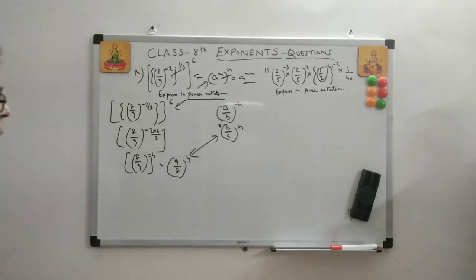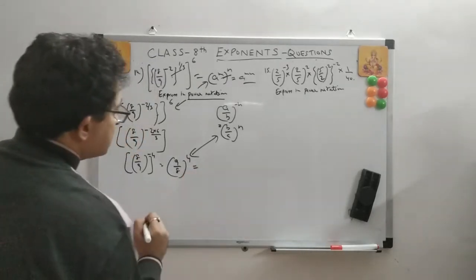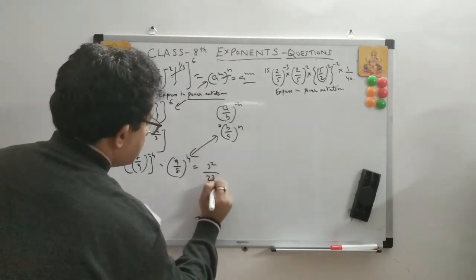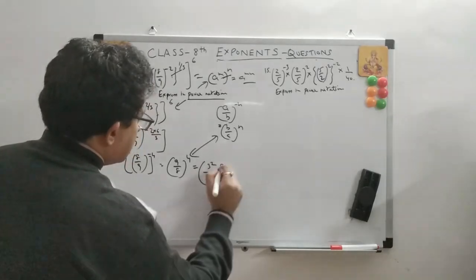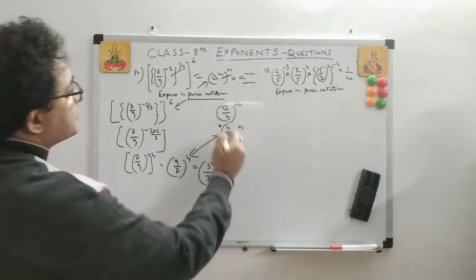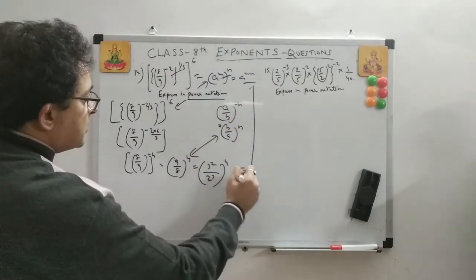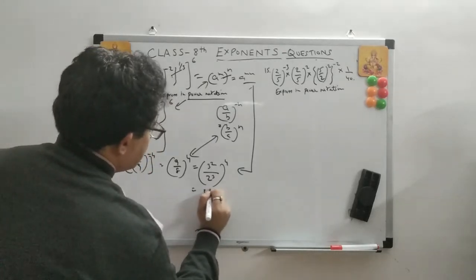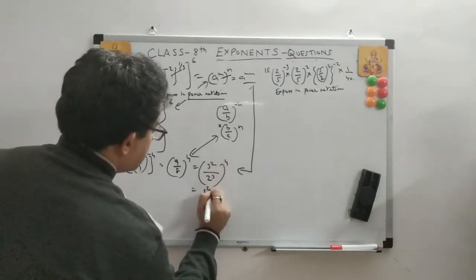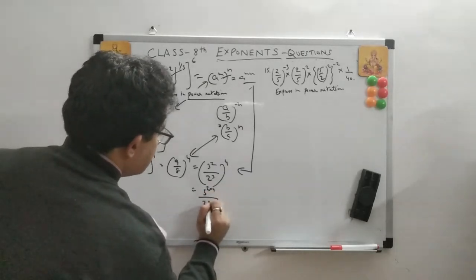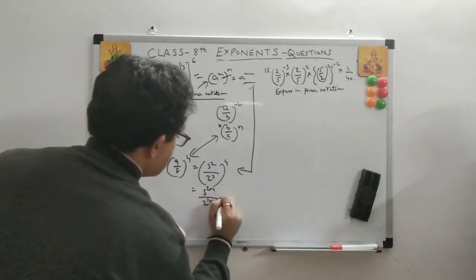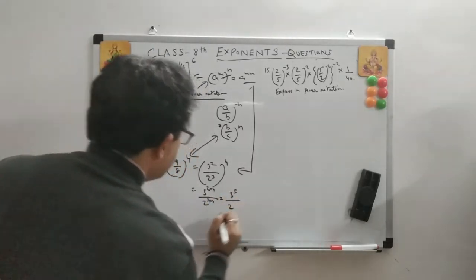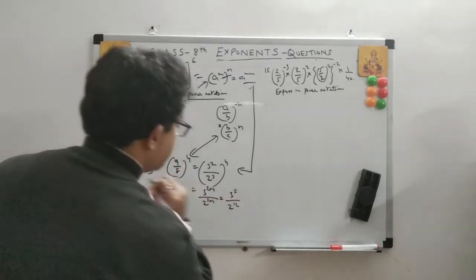So you can write this, because it has to be in power form, as 3 square upon 2 cube, and this whole to the power of 4. Again, this law is being used here. Let's see how this becomes 3 to the power of 8, 2 into 4 upon 2 into 3 into 4. This is 3 to the power of 8 upon 2 to the power of 12.